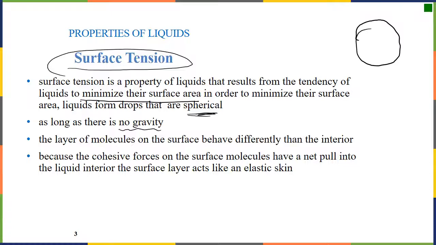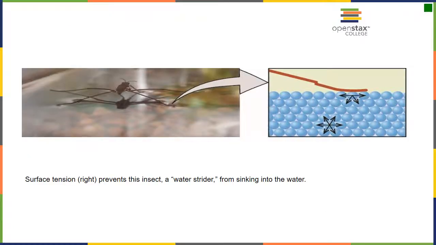So what do we have when we have surface tension? We have a liquid with an internal portion and a surface. Our surface molecules are going to behave differently than those on the interior. Because of the cohesive forces, which are the forces making these molecules stick to each other, they are going to have a net pull down, and the surface layer is going to act almost like an elastic skin on the top of this liquid.